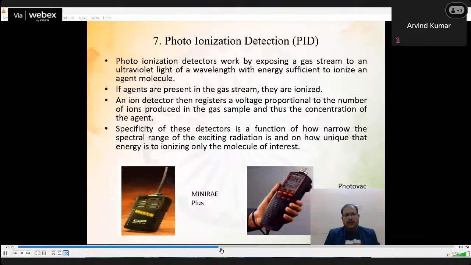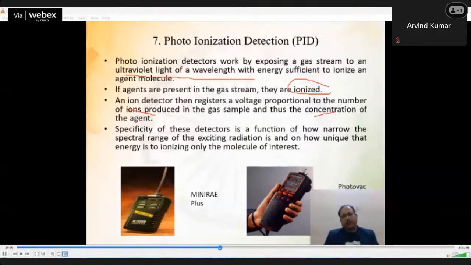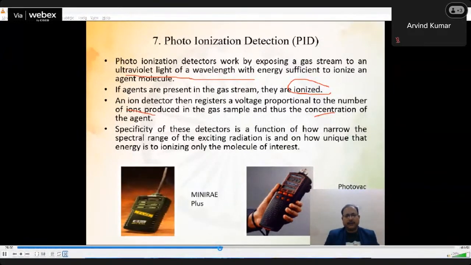Next, photo ionization detection. Again, it's a technology for the detection part. Photo ionization detectors work by exposing a gas stream to ultraviolet light of a wavelength with energy sufficient to ionize an agent molecule. If agents are present in the gas stream, they are ionized. An ion detector then registers a voltage proportional to the number of ions produced in the gas sample and thus the concentration of the agent. So you can easily see concentration plus ions produced is very much required for ascertaining whether the agent is present or not by utilizing the photo ionization detection mechanism.